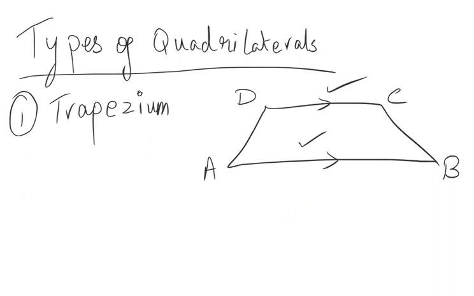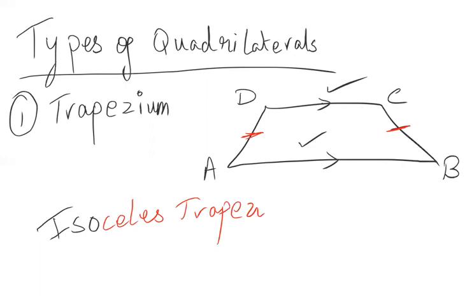Another one would be the isosceles trapezium, which basically means the non-parallel sides are equal. So if this side is equal to this side, these two sides are equal, then it becomes an isosceles trapezium. So the first one is a trapezium. Let's discuss the second one.